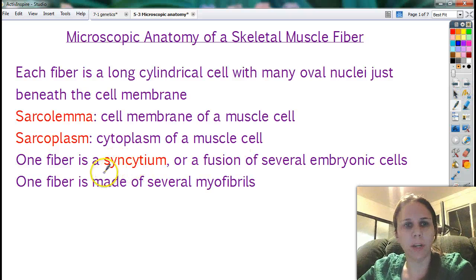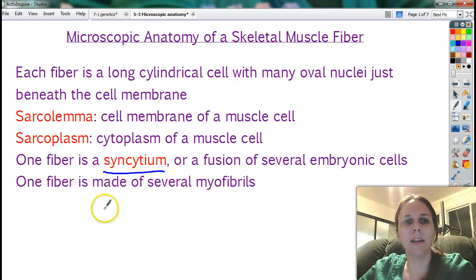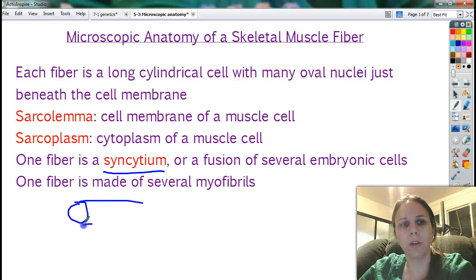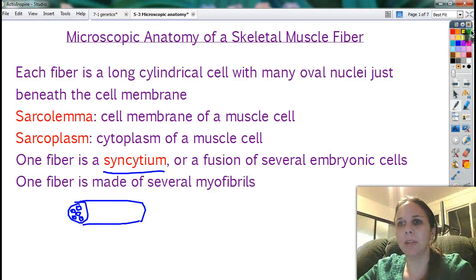Now, there's a special word here called syncytium, or syncytium, depending on if you do the T-I as a T-I or a sh. So one fiber, because it's made up of several cells mushed together, they call that cell a syncytium, which is just a whole bunch of cells mushed together. And then inside of one fiber, so here's a little cross-section of it, we will find lots of smaller structures called myofibrils.